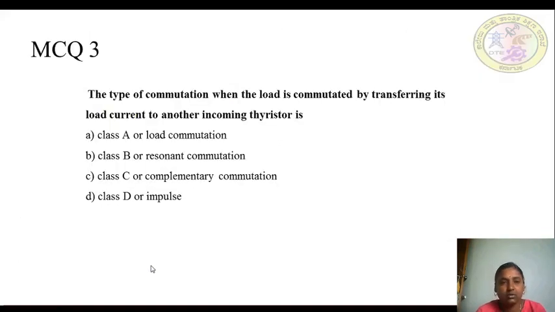So these are some of the questions. The type of commutation when the load is commutated by transferring its load current to another incoming thyristor is: class A or load commutation, class B or resonant commutation, class C or complementary commutation, or class D or impulse type of commutation. So which type of commutation is the answer? The load will be transferred from one part to another part.